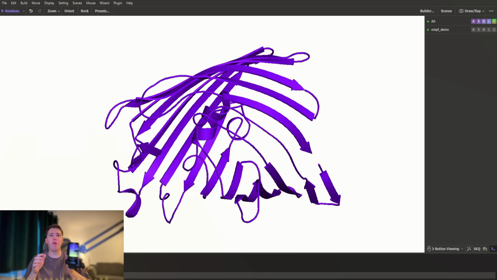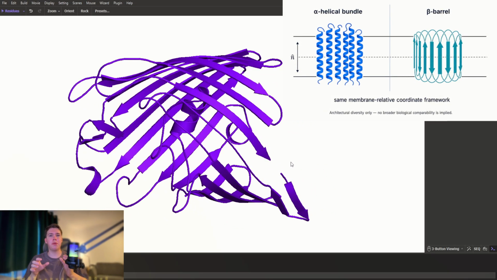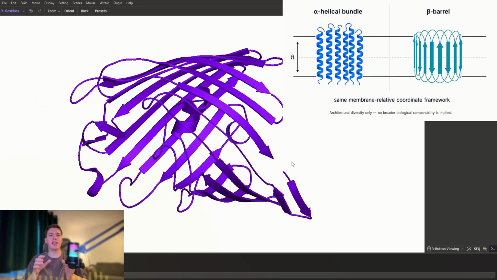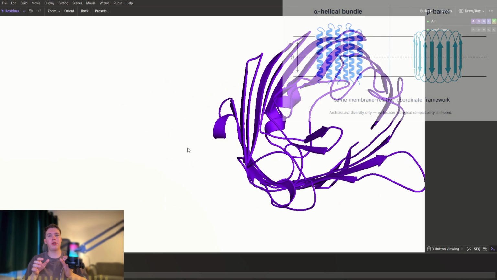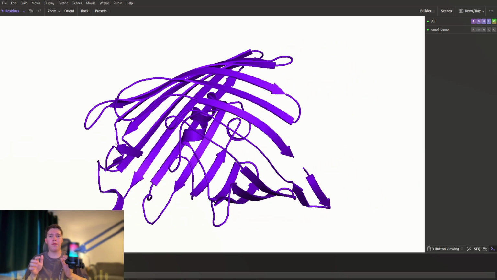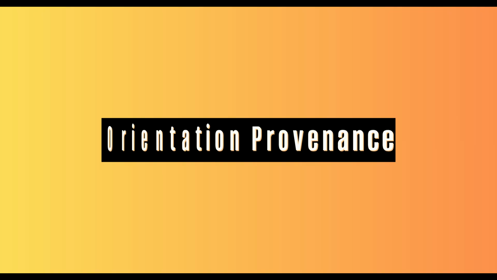And membrane proteins obviously aren't all 7-helix bundles. This is OmpF, the outer membrane porin from E. coli. Each OmpF monomer forms a 16-stranded beta barrel surrounding an aqueous pore, and the protein normally assembles as a trimer. Visually, this architecture is completely different from bacteriorhodopsin. And that's exactly why I wanted the central geometry of the plugin to be defined relative to the membrane frame rather than around one specific protein architecture. The same basic question still makes sense. Where is the structure relative to the membrane?